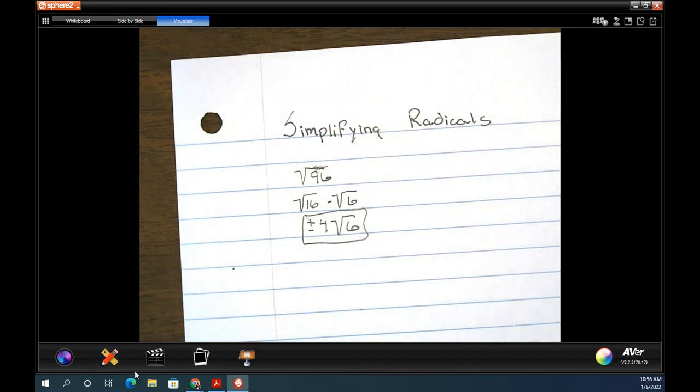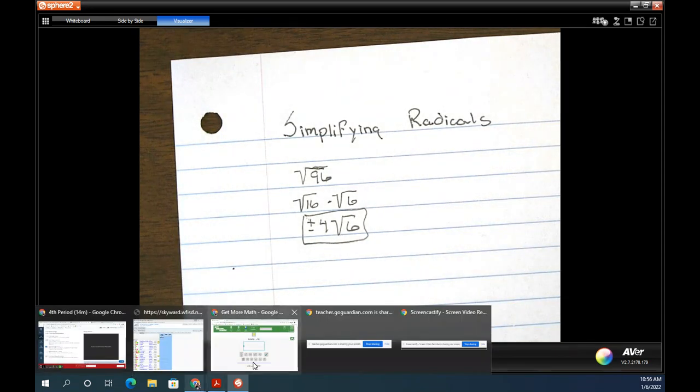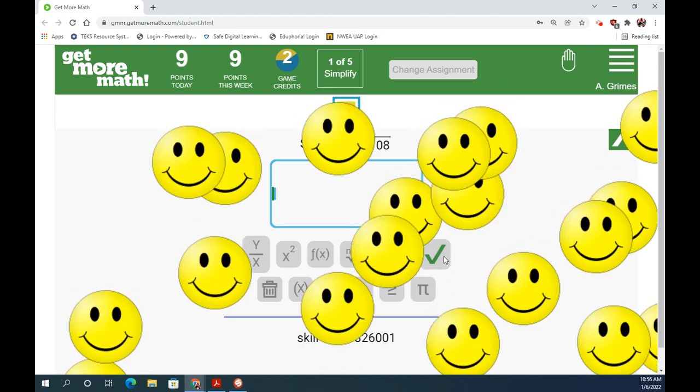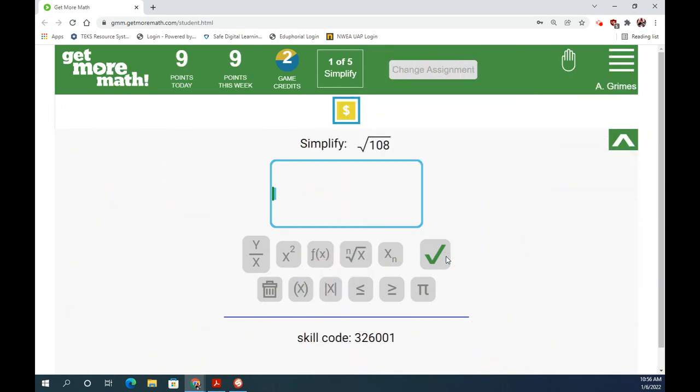Here's the catch right here. When you put your answer in, it just says simplify. So we don't have to put 4 and then negative 4. It just says simplify. So it's 4. Hit the square root button. And then it's just 6. That's all you got to do. Check it off. There's the next one.